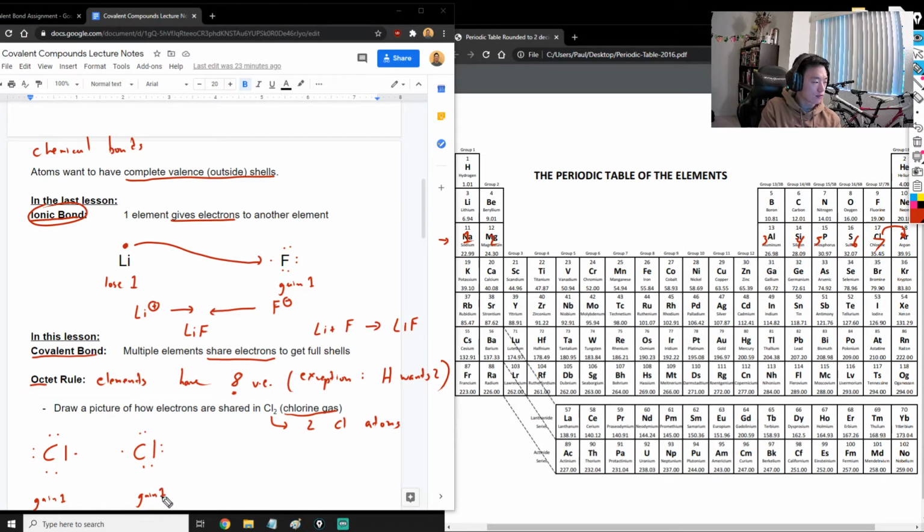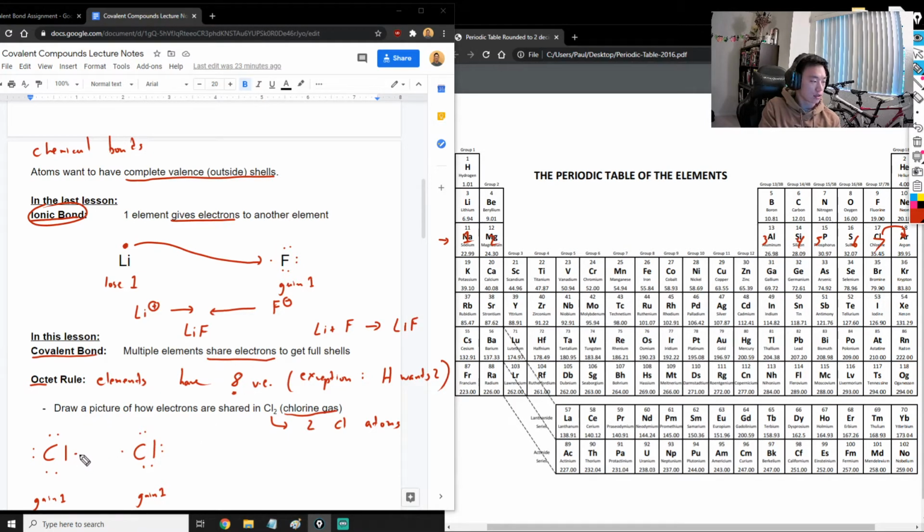Okay, so this is different from ionic bonds where one of them wants to lose 1 and one of them wants to gain 1, so it's like a nice transfer. In this situation, both of them are selfish. Both of them want to gain an electron. So instead of doing an ionic bond where one of them gives an electron to the other, they're going to share electrons.